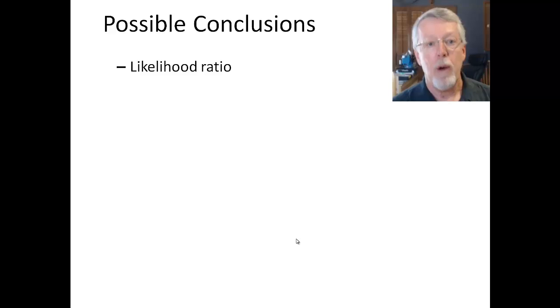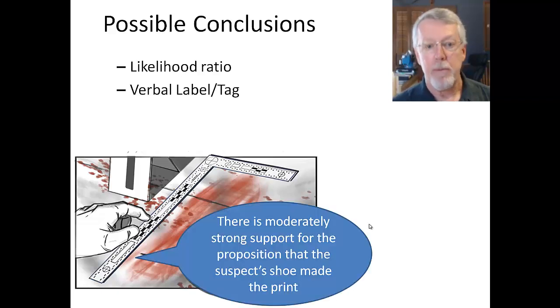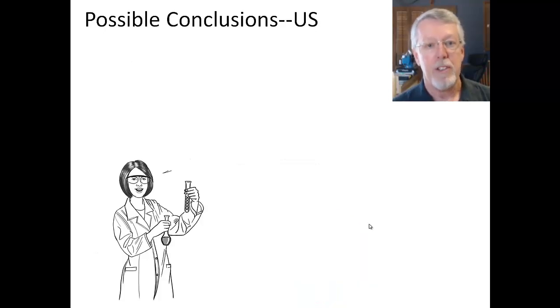What would that look like? Well, for a likelihood ratio, a shoe print expert on seeing a certain amount of similarity might say the evidence is 100 times more likely if the print was made by the suspect's shoe than a random shoe. That would be a likelihood ratio. Or they might apply a verbal label to the likelihood ratio and say something like, this provides moderately strong support for the proposition that the suspect's shoe made the print. So the verbal labels usually talk about the degree to which a likelihood ratio of a given size supports one hypothesis as to source over the other hypothesis.